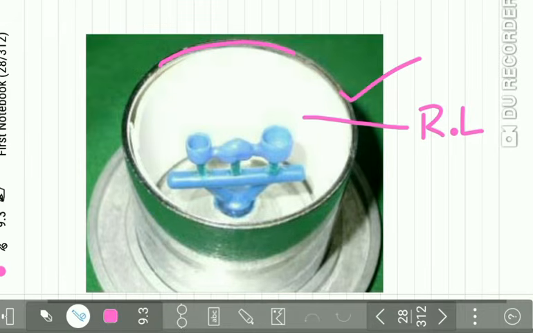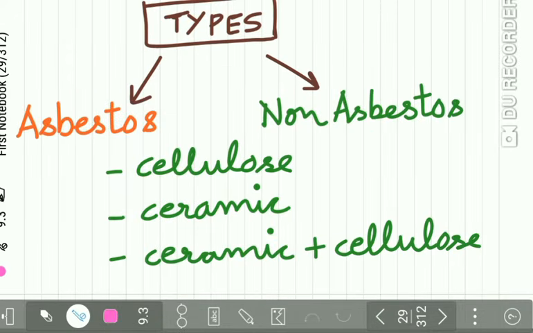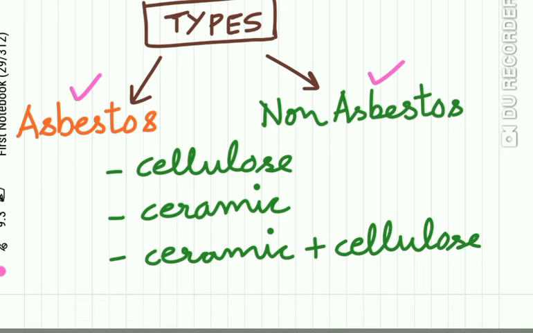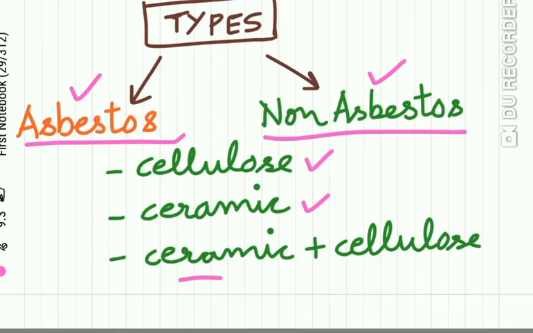So this ring liner is of various types, the asbestos type and the non-asbestos type. The asbestos type is not used because it is carcinogenic, while the non-asbestos type of ring liner may be made up of cellulose or ceramic aluminous silicate or a combination of these two.